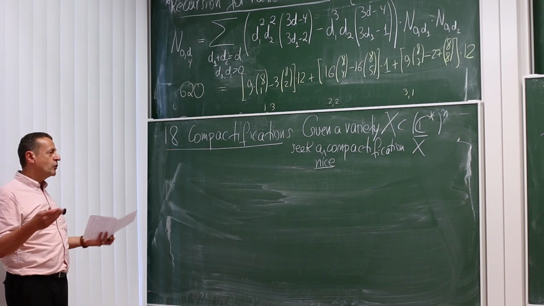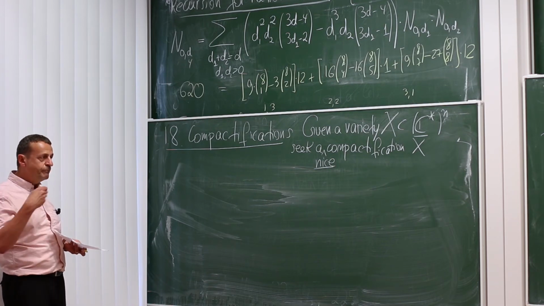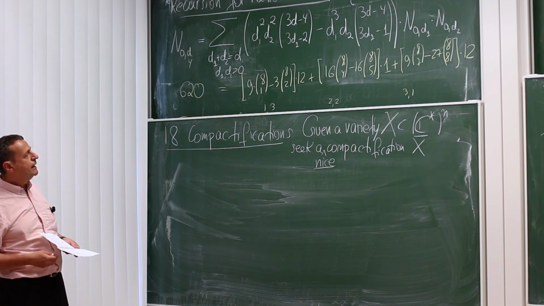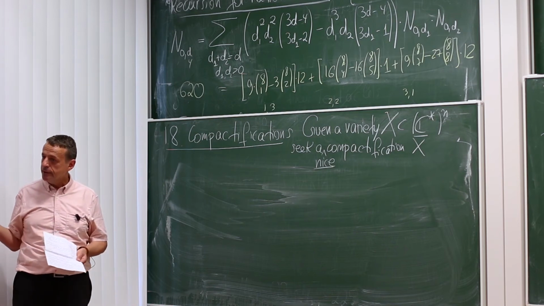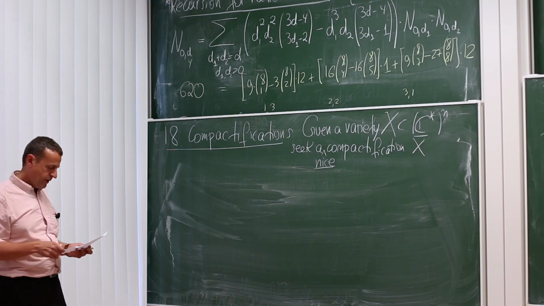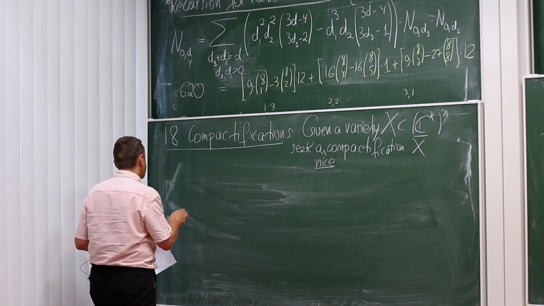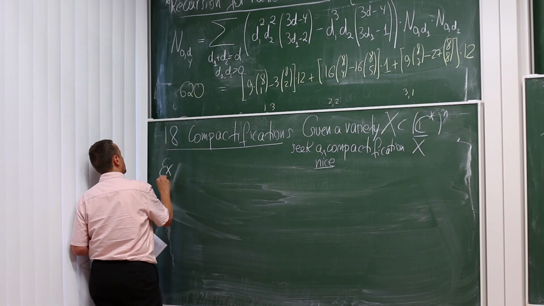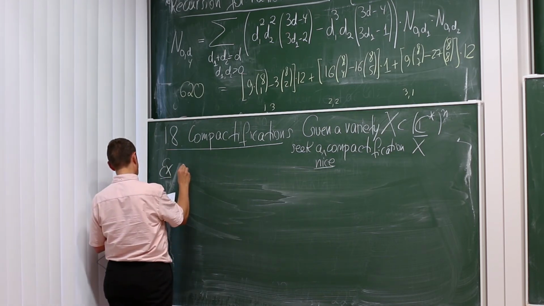Rip out some curves, some surfaces. I want to put something back in so that I get a compact variety. And I like this compact variety to have good properties, okay, whatever that means. Let's do an example. Let me show you how compactification might work.